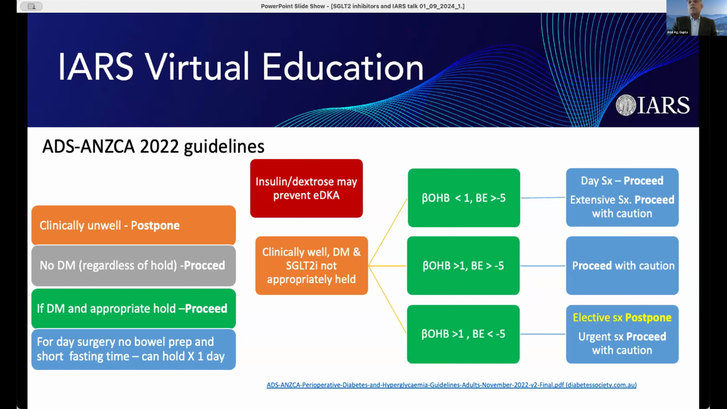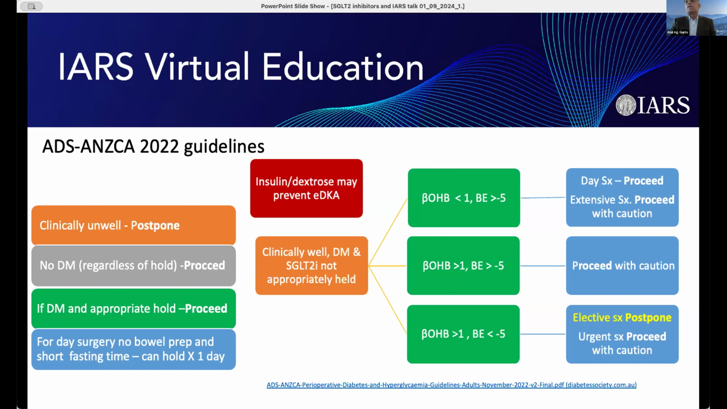But if the patient is clinically well, has diabetes, and SGLT2 inhibitors are not appropriately held, they use what I call a base excess and beta hydroxybutyrate based approach. If beta hydroxybutyrate is less than 1, or base excess is more than -5, which means that there is no acidosis or no ketosis, they recommend that it's okay to proceed with day surgery. If the patient is undergoing extensive surgery, talk to an endocrinologist and see if it is safe to proceed. The same recommendations apply if the patient has ketosis but no acidosis.